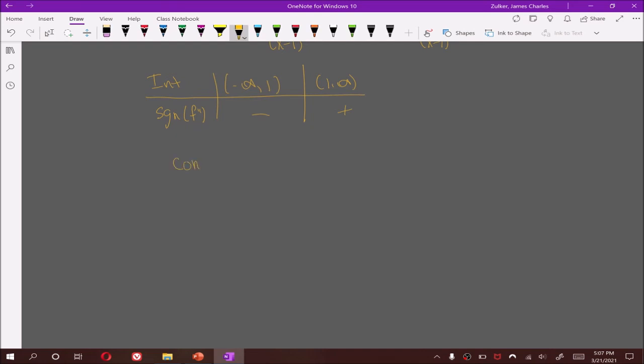That means we are concave up over 1 to infinity. And we are concave down over negative infinity to 1 with no inflection point.